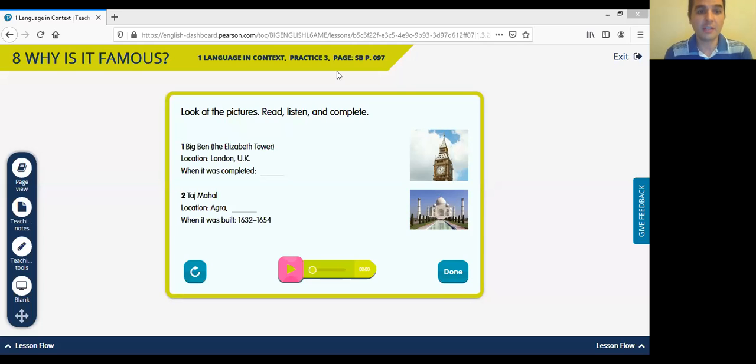The instructions read, look at the pictures, read, listen, and complete. We're going to complete the information, so we have to pay attention. Let's have a listen.